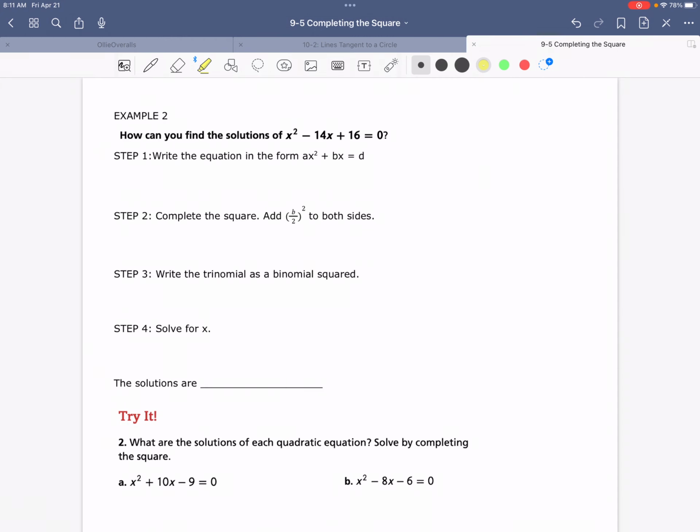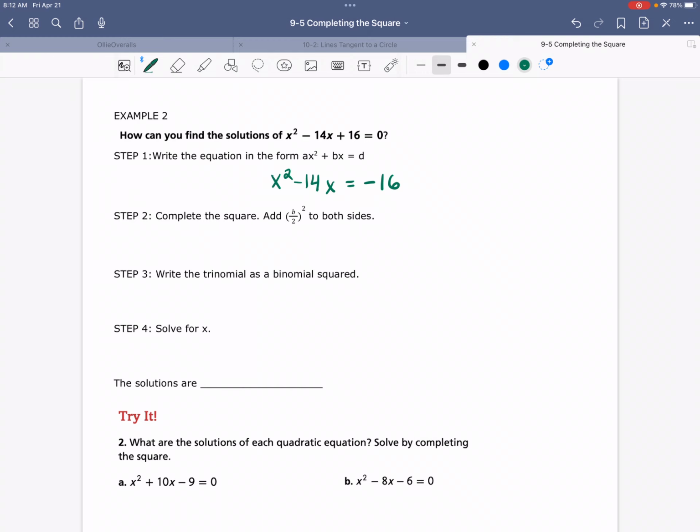Example 2. How can you find the solutions of x squared minus 14x plus 16 equals 0? The first step says write the equation in the form ax squared plus bx equals d. So what that means is we're going to just write x squared minus 14x, but instead of plus 16, we're going to bring the 16 over to the other side as negative 16.